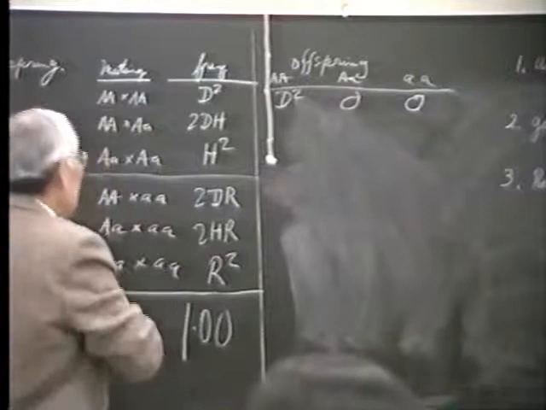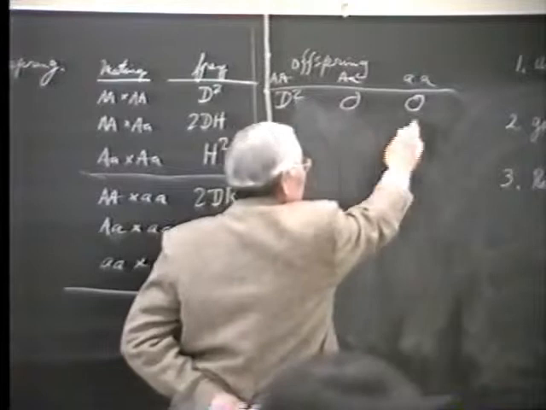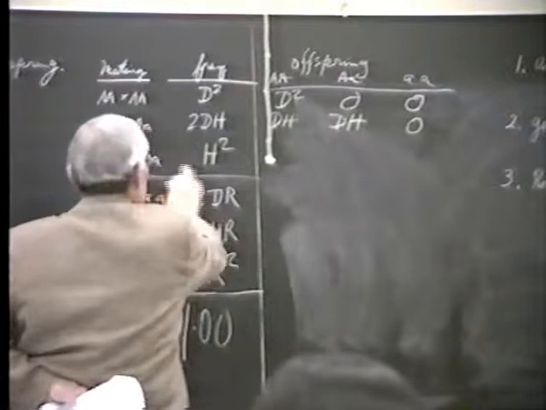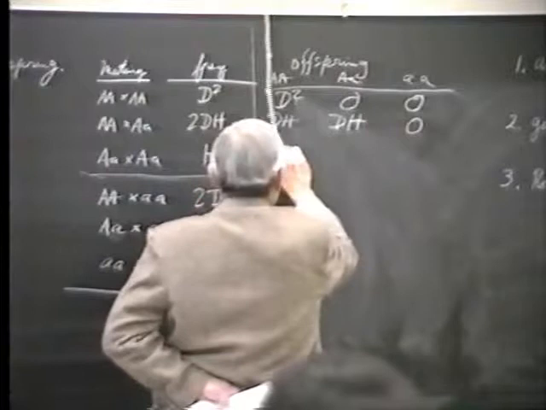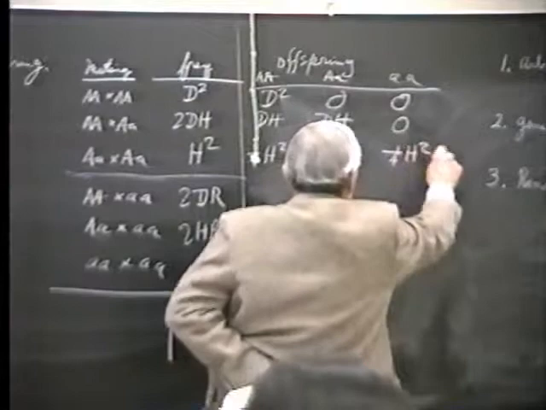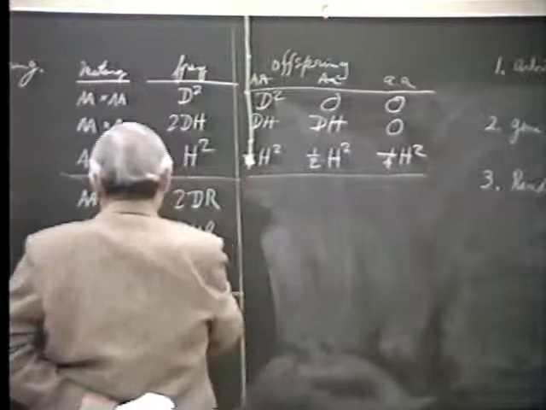In here, you remember, one half, one half, zero. This is DH. And this, you remember, one quarter, one half, one quarter. Multiply by each: one quarter, one half, one quarter.